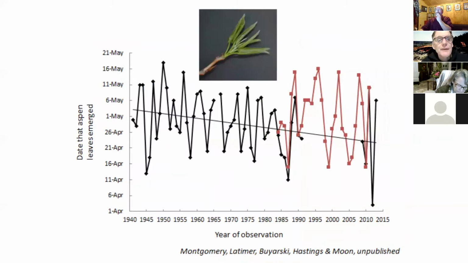Next. The other thing we noticed by observing plant life for a long time is that this is originally research by Hodson, where they were looking at aspen bud burst and recognizing that since 1940, so 60 plus years of data collection, we're starting to see that this aspen is actually blooming much, much earlier than it did originally.